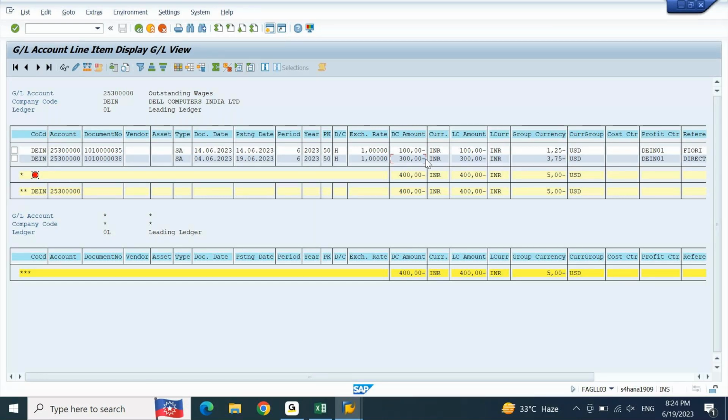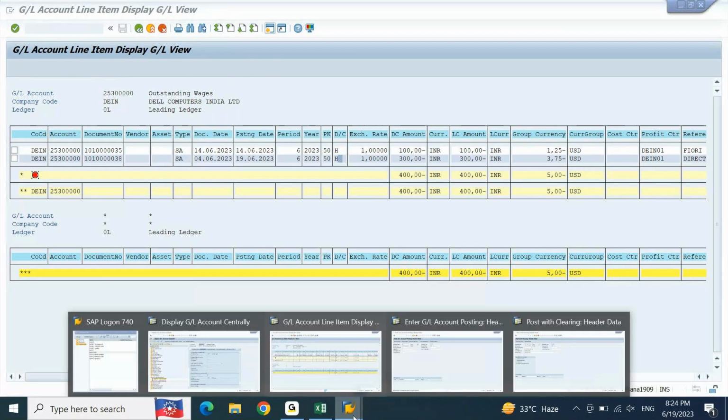I want to clear outstanding expense for 300. This 300 has a credit, or in your layout itself, you can add the posting key. This is 50. The other one, you can add debit credit indicator. Here it is H. H means credit, S means debit. This is credit. What I'll do, I'll put posting key 50 here.